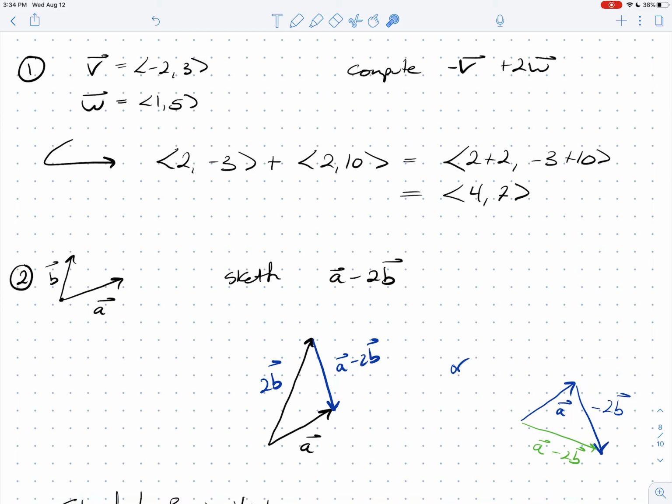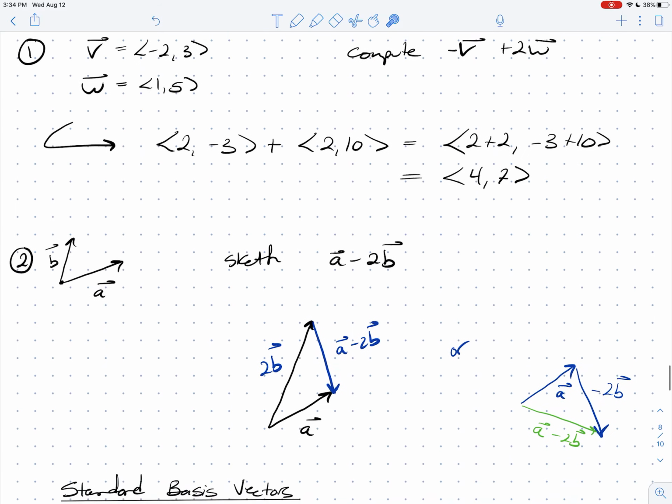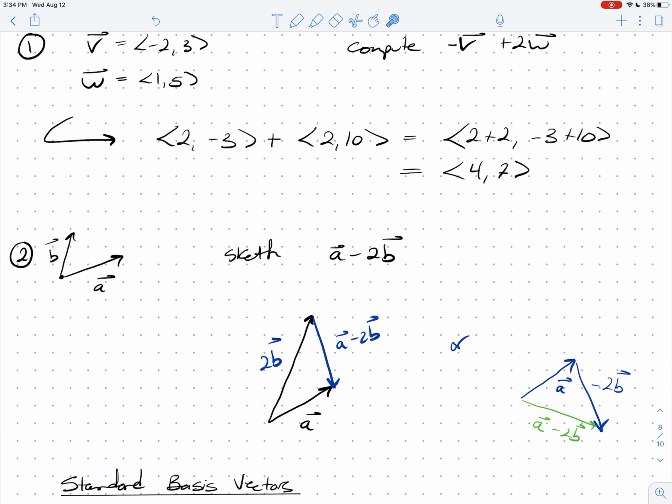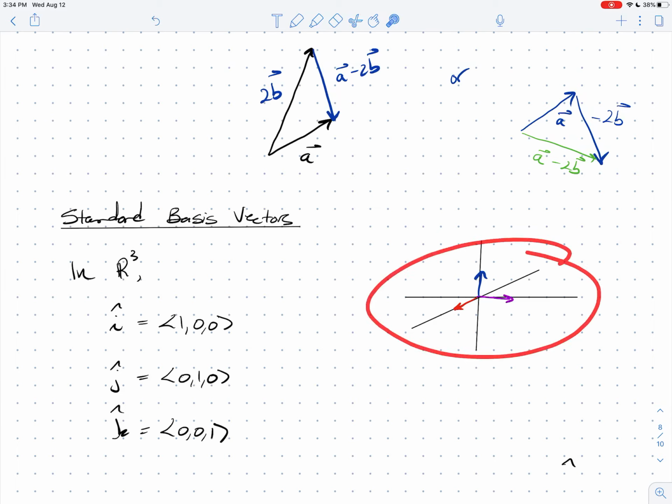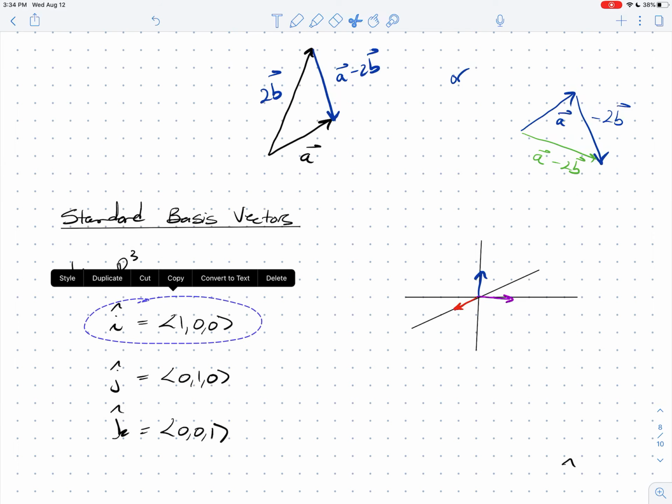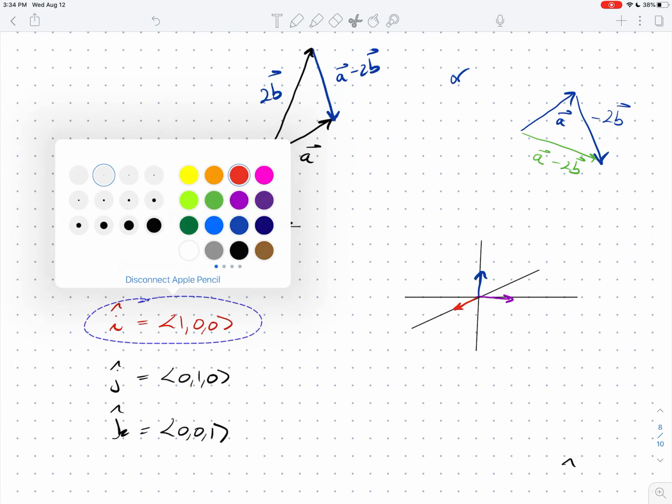I think rather than have a separate video, I'll go ahead and make this one a little longer. And I want to end by telling you about the standard basis vectors. So let's start in R3. Here they are. I hat is 1, 0, 0. J hat is 0, 1, 0. K hat is 0, 0, 1. I'm going to mark these. I've got them sketched over here. So you can see I hat is the one that's in red. So let's just change its style to red.